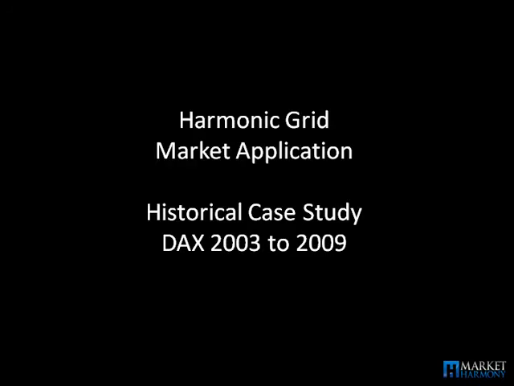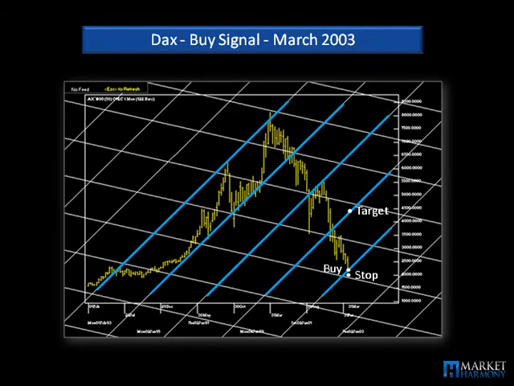Okay, so let's now look at an example of the harmonic grid in action. The following is a look at the German stock market, the DAX, between 2003 and 2009. So here we are looking at a long-term chart for the DAX, dating back over 10 years. Each bar on the chart is the open high-low close for the month.